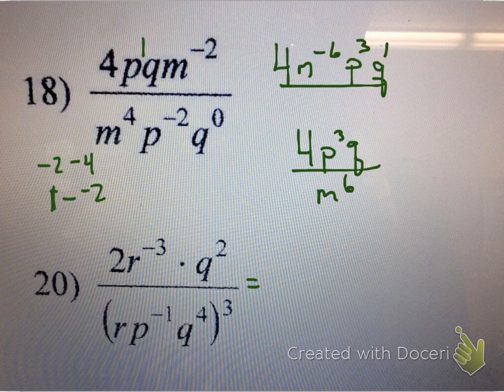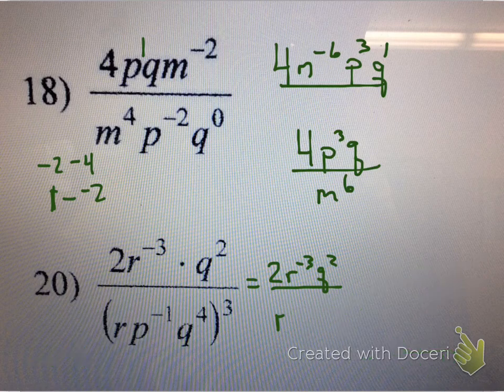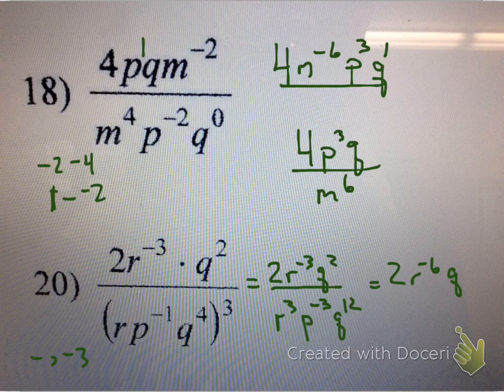Here I want to distribute on the bottom, so I'm not going to do anything with the top. And then multiply 3 times 1, 3 times -1, and 3 times 4 to get R3, P -3, and Q12. Then I'm going to do my subtraction. So -3 minus 3 is R -6. 2 minus 12 is Q -10. And the P -3 stays where it's at because there was no other P to go with it.